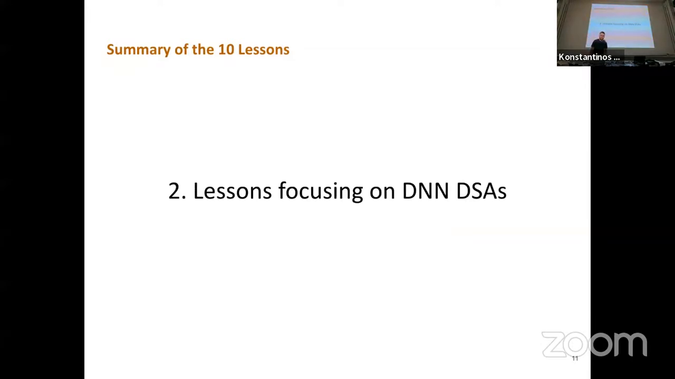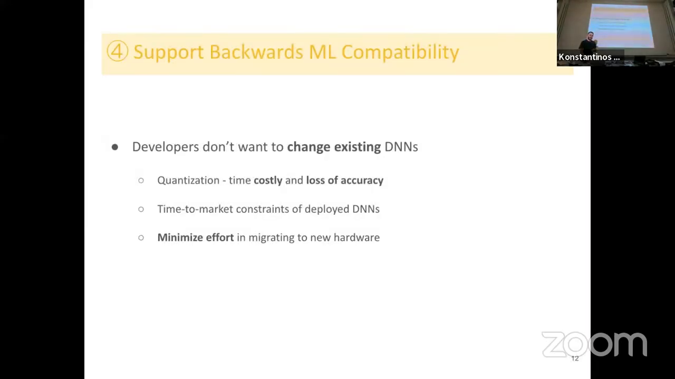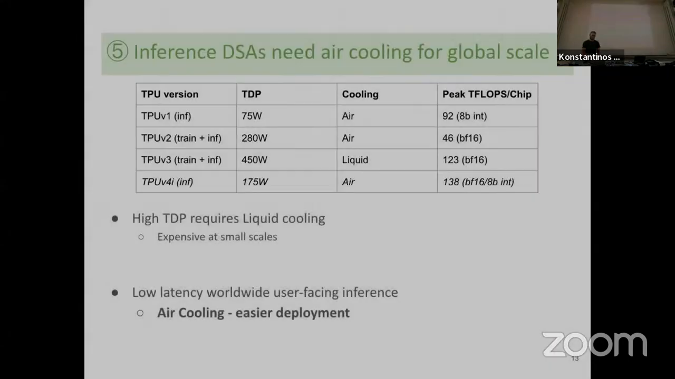Next, we have some lessons specifically for DNN DSAs, for example, TPUs over here. The team at Google works very closely with Google developers, and they noticed that the developers really don't like changing their architectures. For example, methods such as quantizing the models, which could give you an extra boost, are costly and the developers would lose accuracy, so they really don't want to do that. Also, the developers are constrained in terms of, for example, deploying in time and so on. So you should design your new hardware to be as backwards compatible as possible so you can minimize the effort of migrating to it.